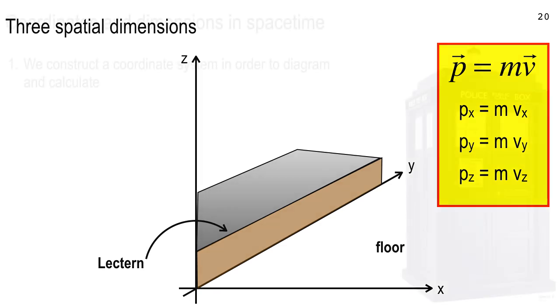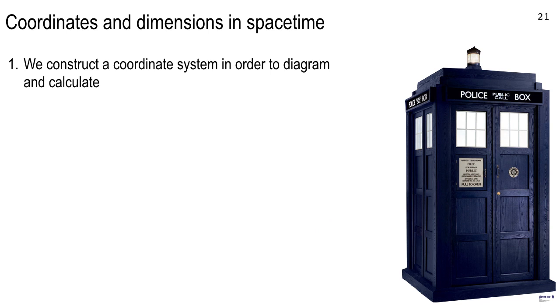Right now, coordinates and dimensions in space-time. Let's talk some more about that. I'm going to show you how to make a space-time diagram. We construct a coordinate system in order to diagram and calculate. We've done that before: distances, curves, all kinds of stuff. And we use it to mark various events, in other words, starting and stopping events, like dropping something from the top of the library and landing on the sidewalk below you. All kinds of different events.